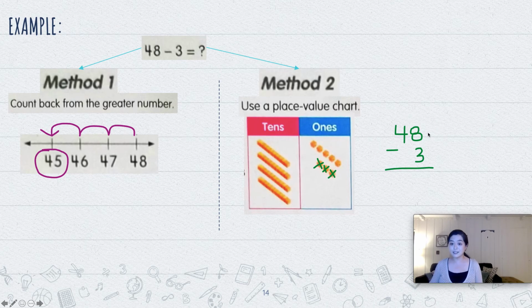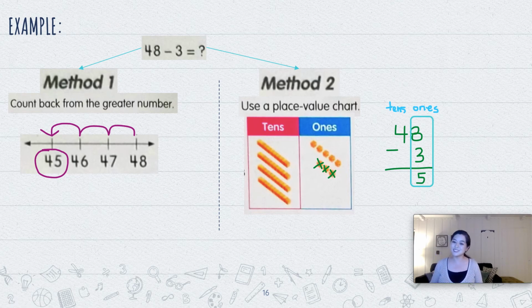I'm stacking it, and I'm making sure the ones are stacked on top of one another, and the tens are stacked on top of one another. Okay? So, what do we need to do when we do vertical subtraction? We have to subtract the ones first. So let's do from the top number 8, take away the bottom number 3. Okay, so 8 take away 3 is 5.